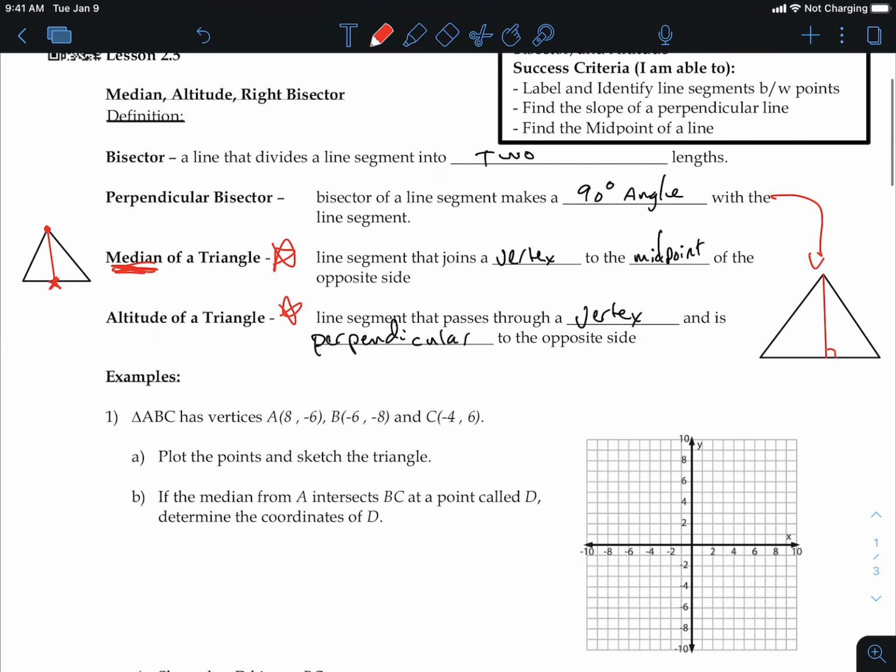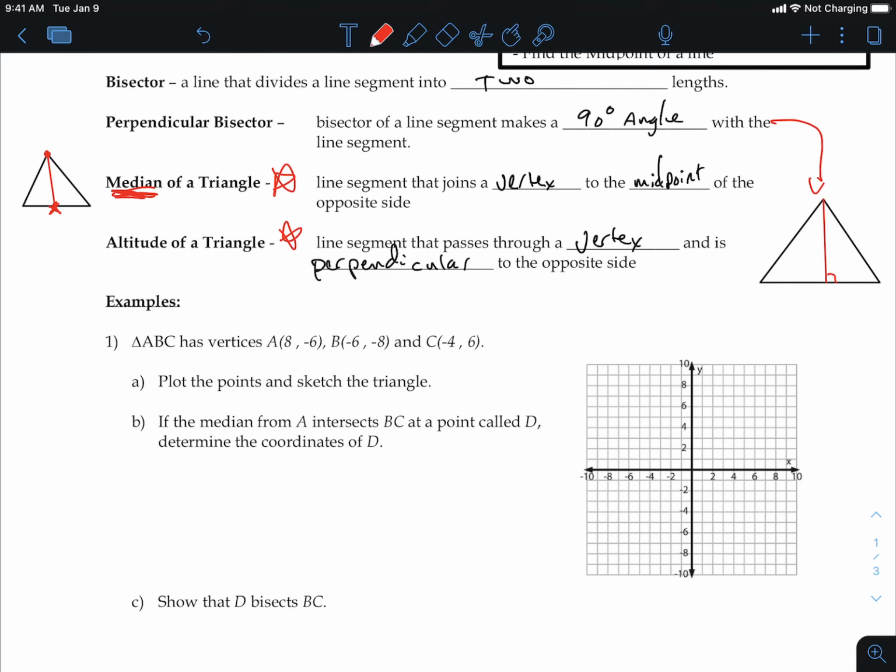Okay, so we got an example. Let's plot. This is good experience for you guys, with what you're working on right now. Triangle ABC has vertices A, B, C, and they're the points. Let's go plot them. That should be your first step always. Just go plot them and see what kind of triangle you're dealing with. A is at 8, -6. B is at -6, -8. And C is at -4, 6.